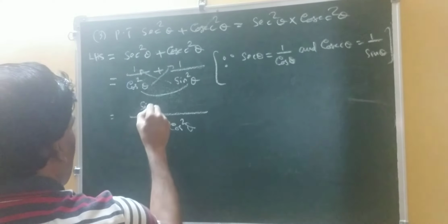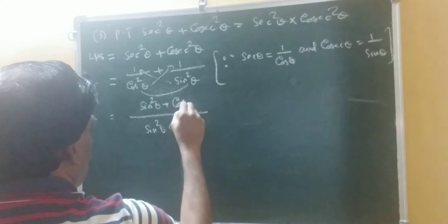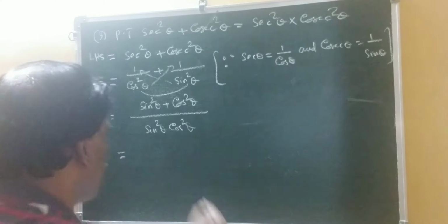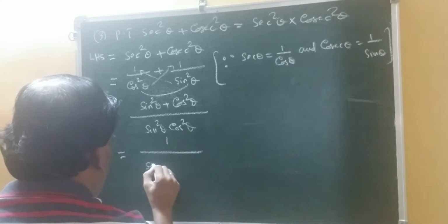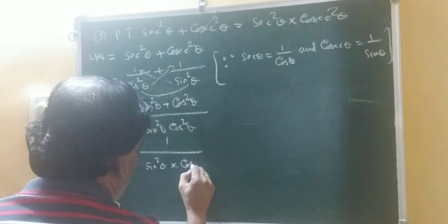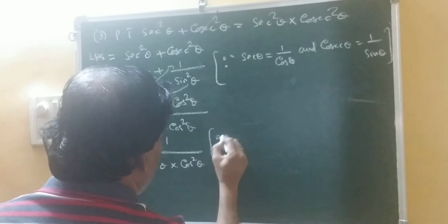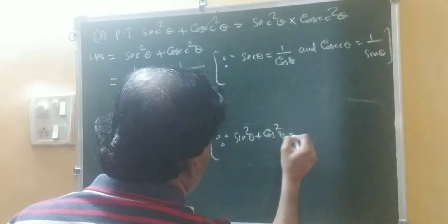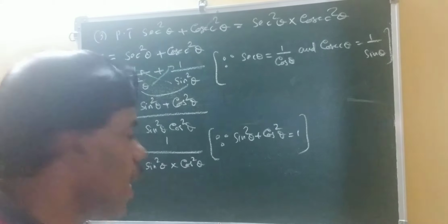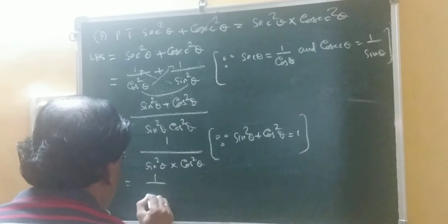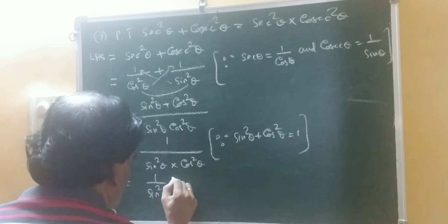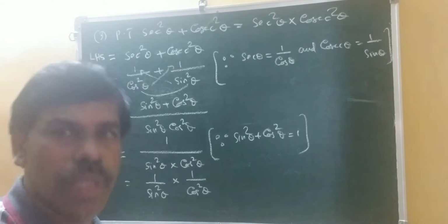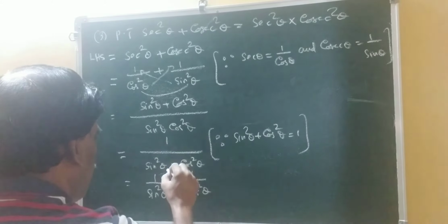Here sin square theta plus cos square theta. So what is sin square theta plus cos square theta? It is 1. 1 upon sin square theta into cos square theta. What is the reason? Sin square theta plus cos square theta is equal to 1. Right? Now this I will adjust and write 1 upon sin square theta into 1 upon cos square theta. Can I write? Yes. Because 1 ones are 1. We are getting the same thing.